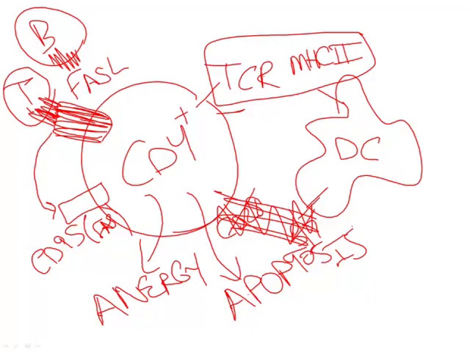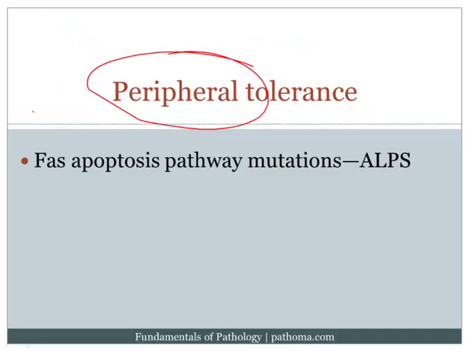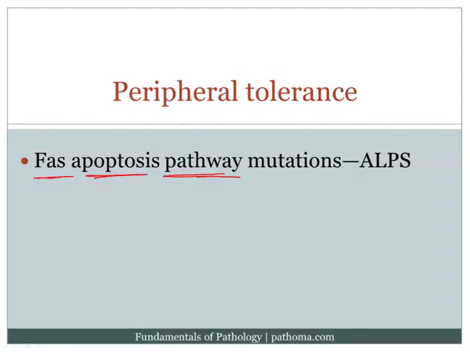In order to highlight the importance of peripheral tolerance, I want to mention a very rare syndrome again. This is called autoimmune lymphoproliferative syndrome. And basically what happens in autoimmune lymphoproliferative syndrome is that you have mutations in the FAS apoptosis pathway. So remember, let's go back.